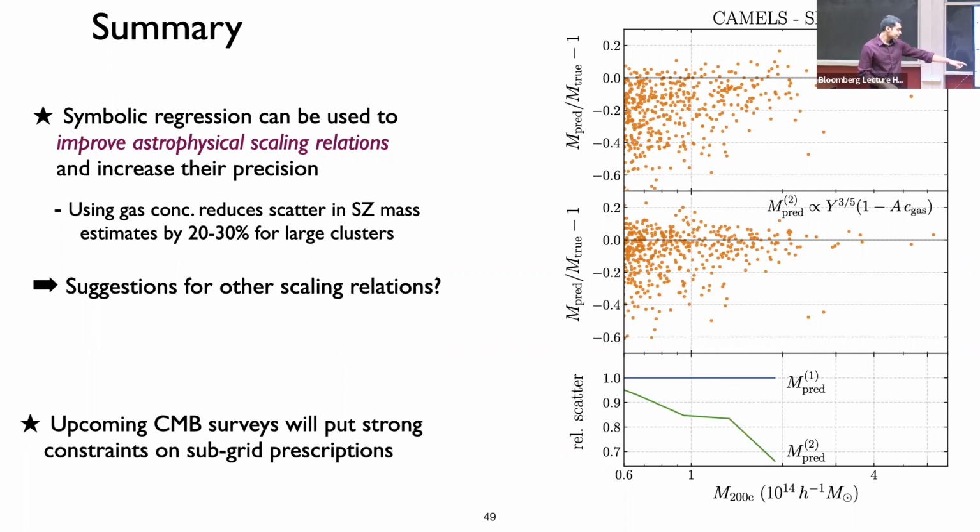And towards the end, I discussed how upcoming CMB surveys, which will probe the ionized gas in the universe, will help us get better constraints on the subgrid prescriptions used in these simulations. Thank you.